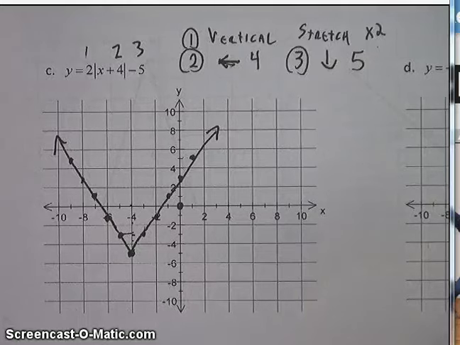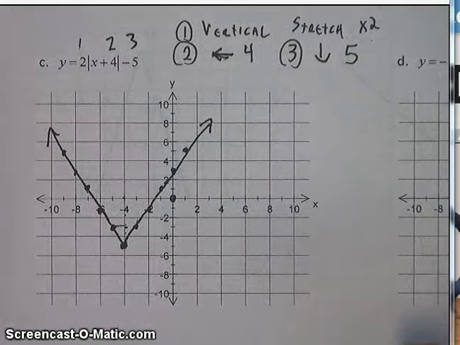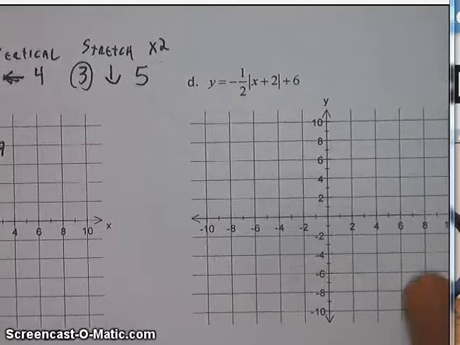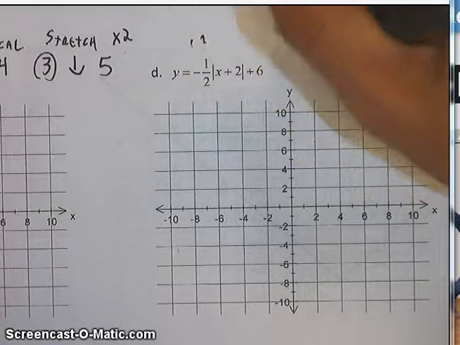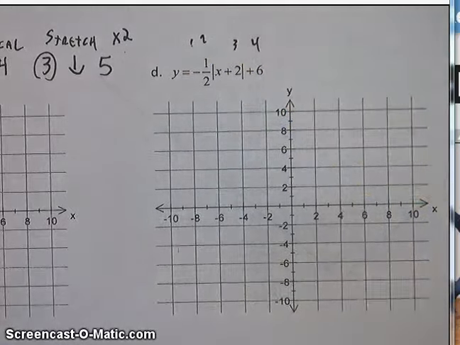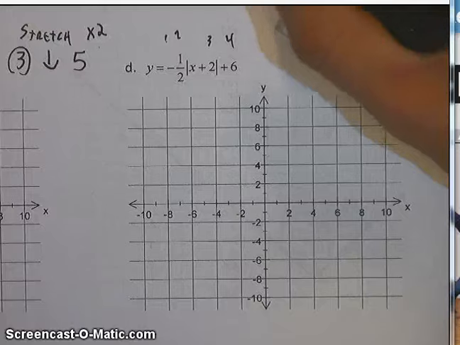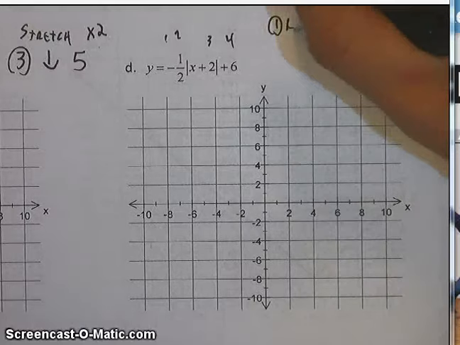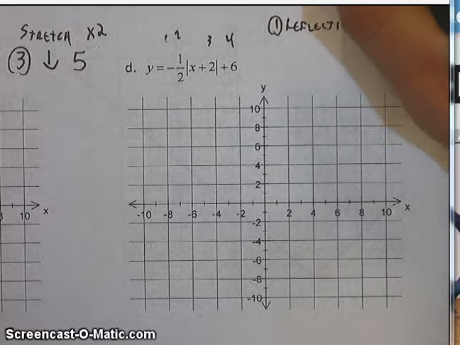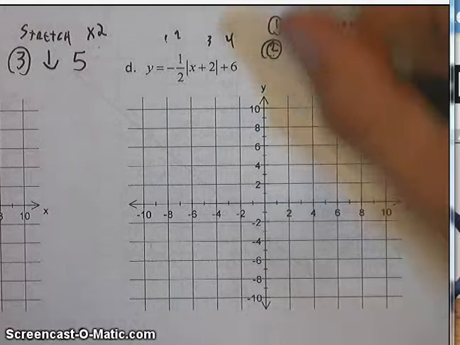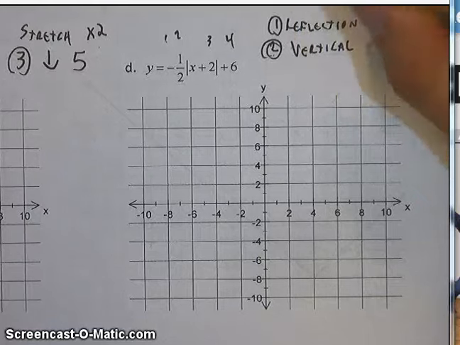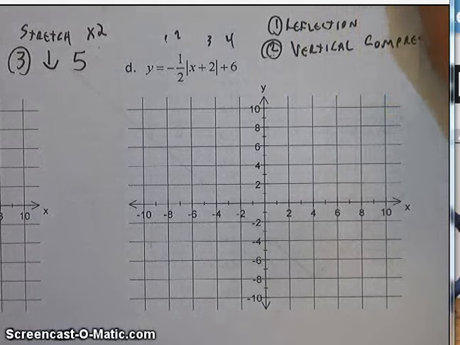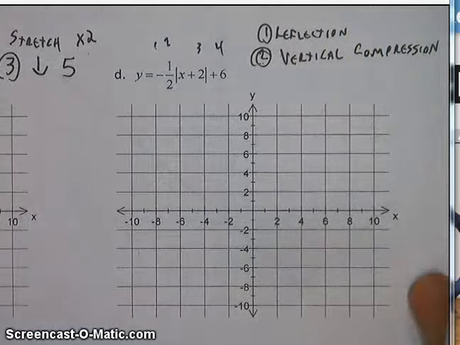We've been talking about a lot of vertical stretches, maybe not so many vertical compressions. So let's talk about that. Vertical compression here. I count 1, 2, 3, 4 transformations here. So let's go ahead and list them. 1, that negative, that's a reflection. 2, the 1/2, that's a vertical compression by a factor of 1/2.